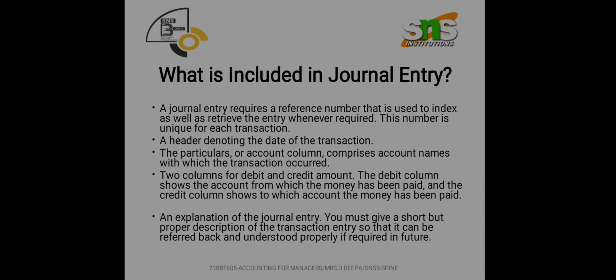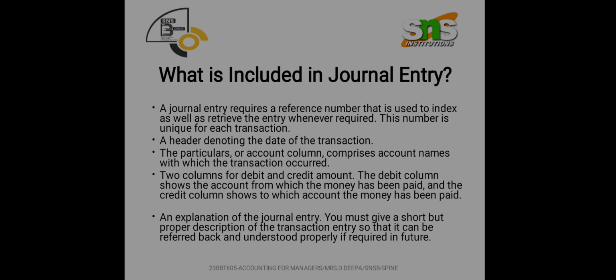And next, what is included in a journal entry? What should be included? First it starts with a reference number, so that the entry can be indexed as well as retrieved whenever required. Whenever we need to see a particular transaction, using this index number we can identify it. Next is a header, which denotes the date on which the transaction happened. And next, the particulars column, which includes account names.